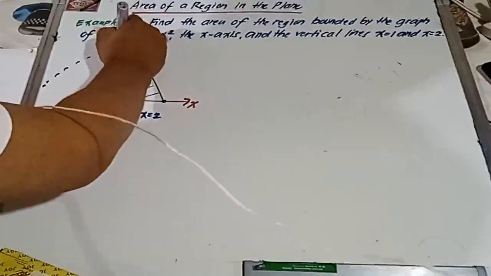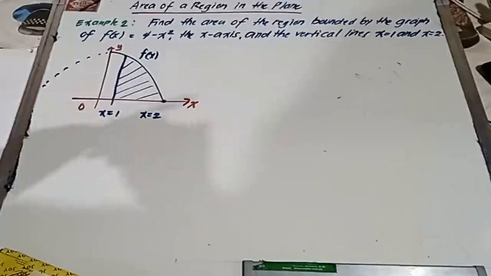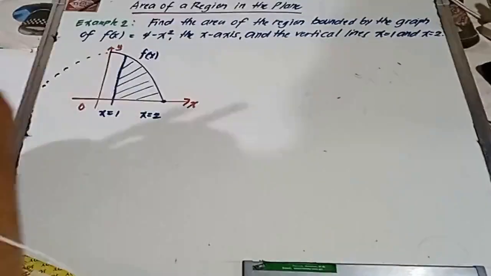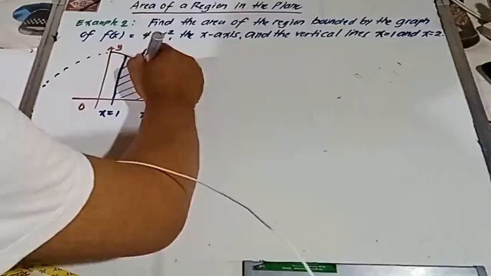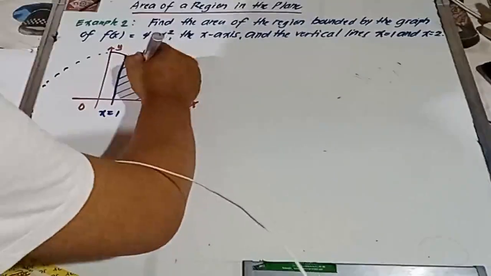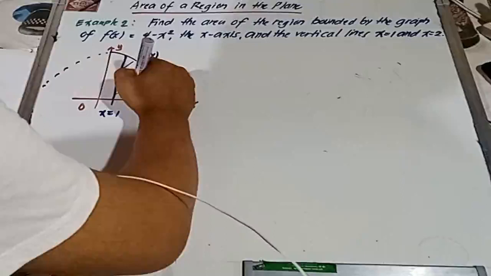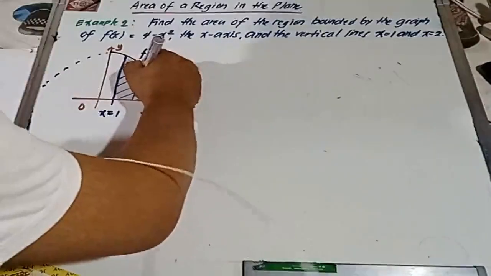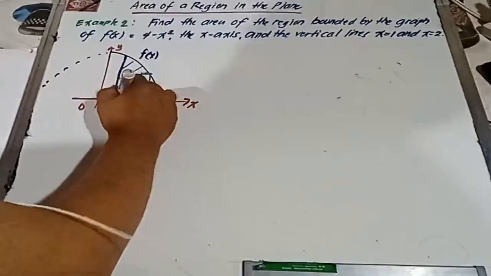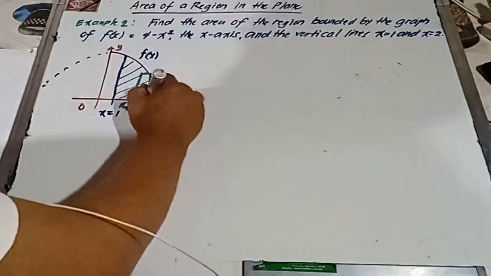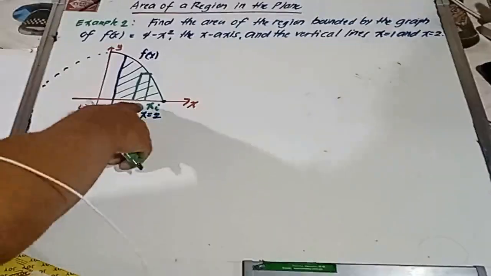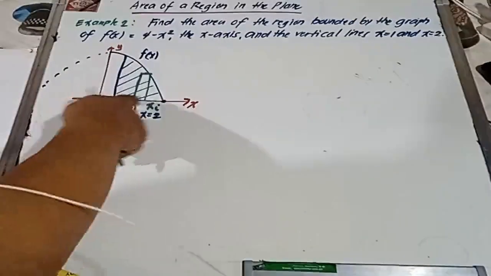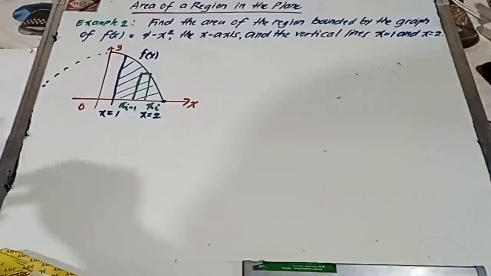Yung ating y, yung 0. So, gawa tayo dito ng rectangle. And then, alamin natin kung anong mas magandang gamitin, kung right endpoint or left endpoint. So, ito yung x sub i minus 1. Ito yung x sub i natin. Inscribe rectangles tayo dito. Pero, gagamitin natin right endpoint. Mas madali yun.